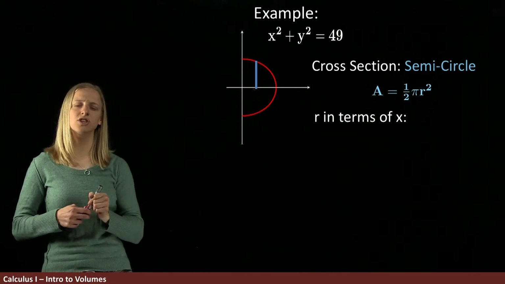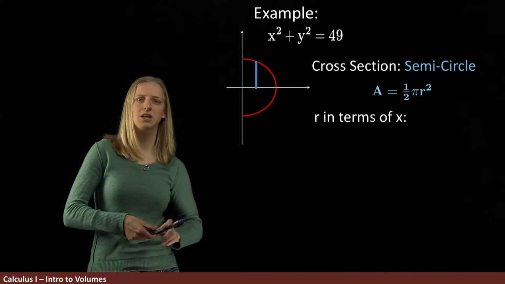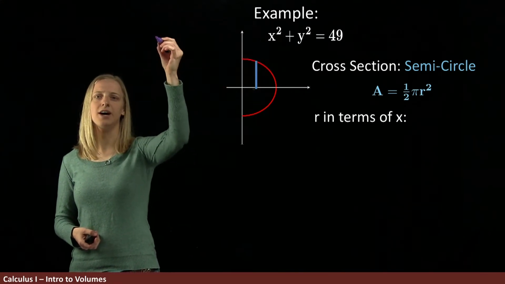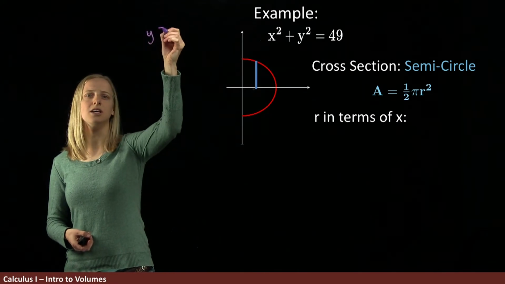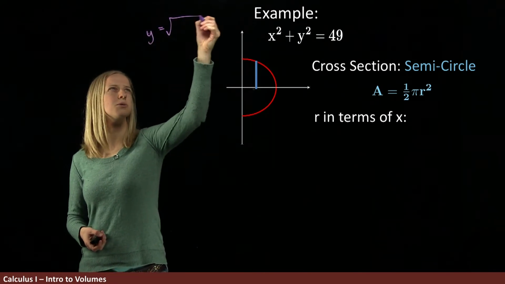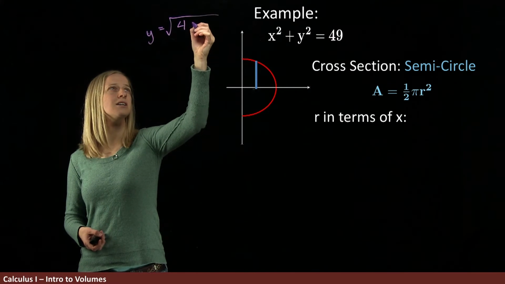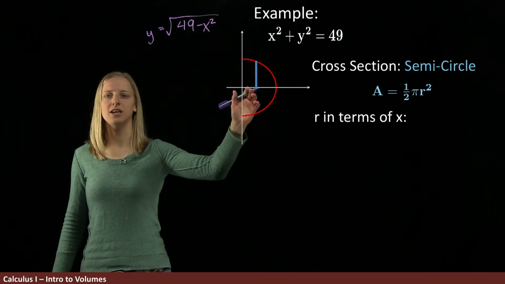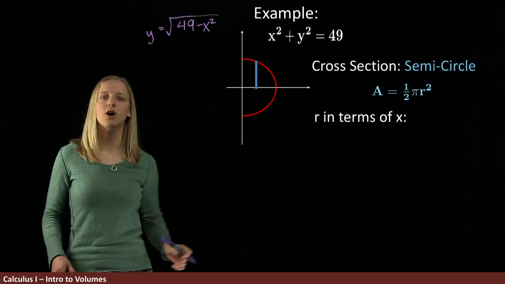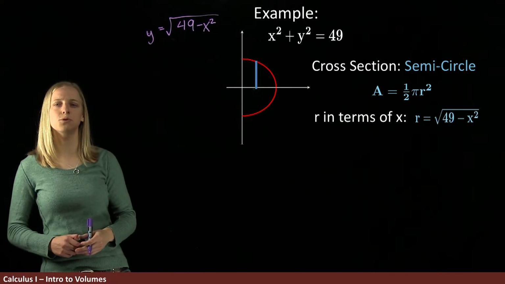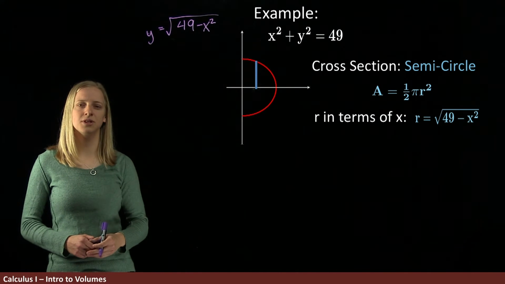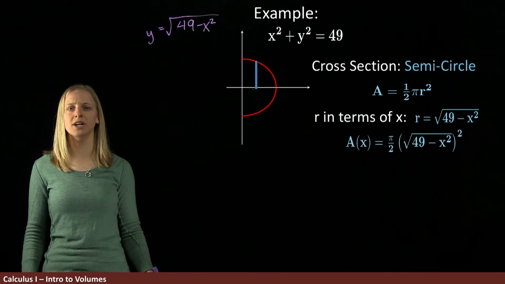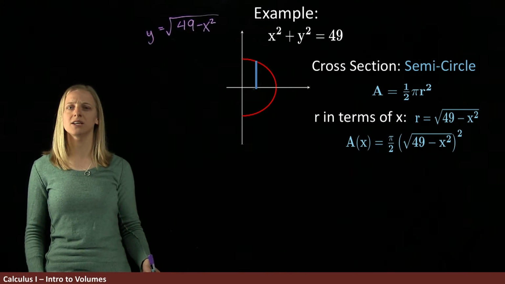And the height of this function we know to be y. So solving for y over here, I have y is equal to the square root of 49 minus x squared. Since r is the height, r equals that y, we have r equals the square root of 49 minus x squared. So going back to that original area, we have the area is going to be 1/2 pi times that r squared.